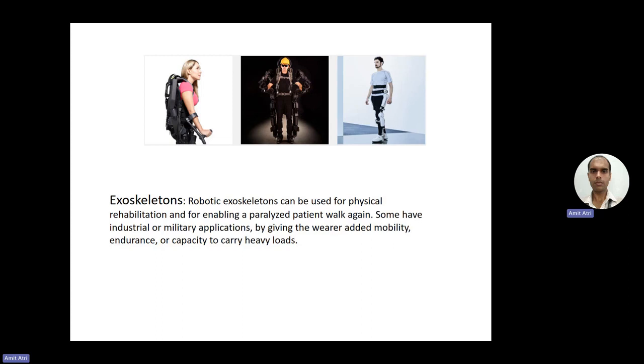So the heavy loads they can lift, they can perform tasks beyond human capability after wearing these exoskeletons. And next, we come to the most common type of robot, that is the humanoid robot. The machine looks like a man.